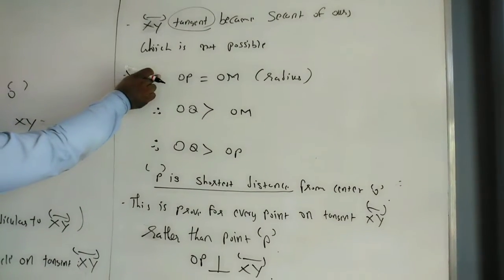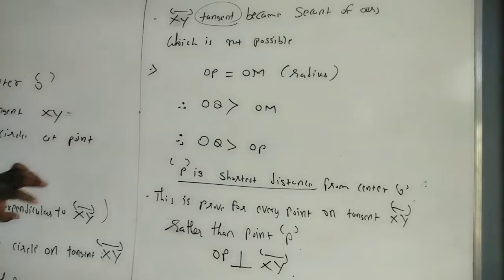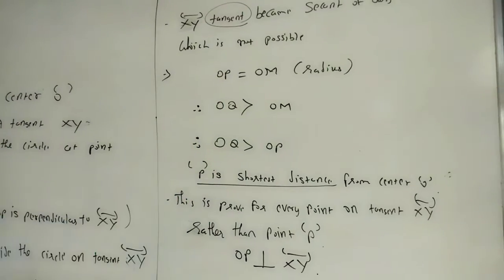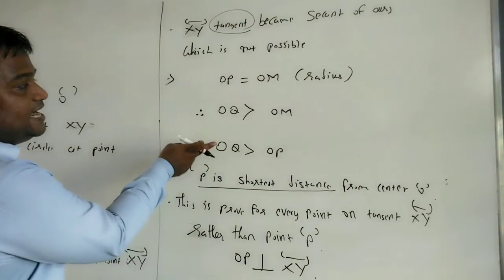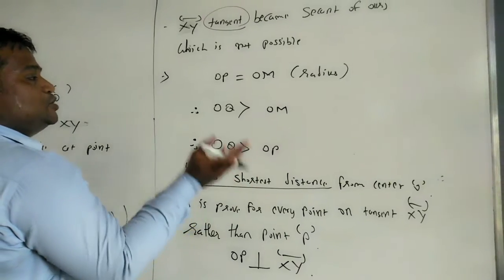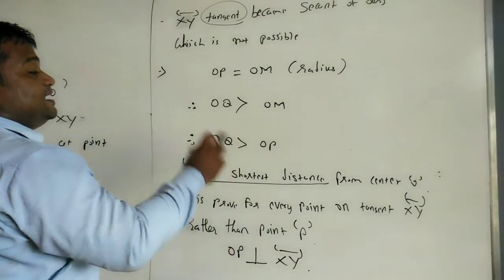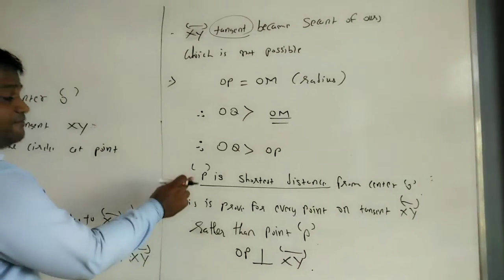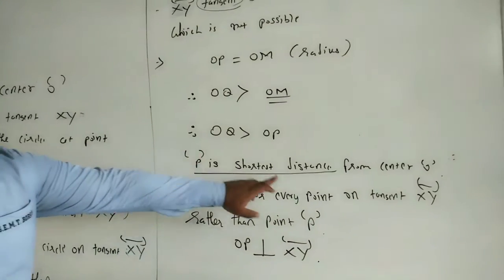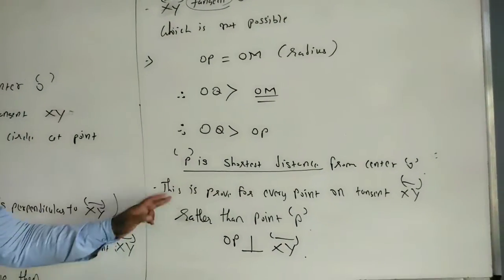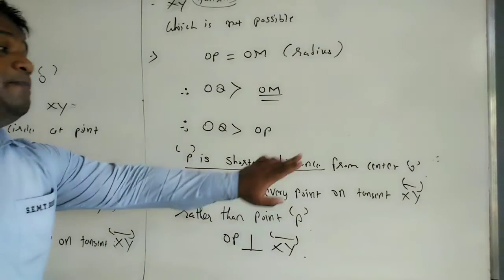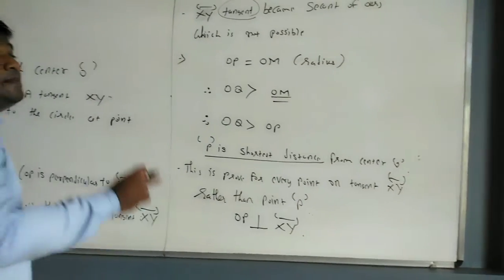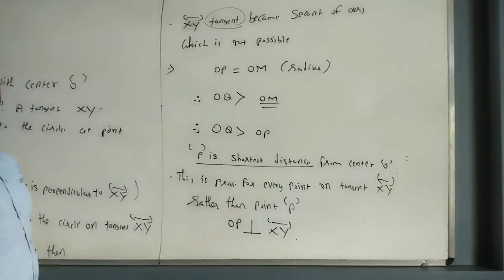Mind that over here a silly mistake was made by me. I had written OQ is equal to OP, which was wrong. What you write is radius OP is equal to OM. Afterwards, OQ is greater than OM, which is obvious, since Q is outside and is always bigger than the radius. Instead of OM I have written OP, because both are the radius, and afterwards we prove that P is the shortest distance from the center O. Then you write this is true for every point on tangent XY other than P. And that's why we are able to say that OP is perpendicular to XY.